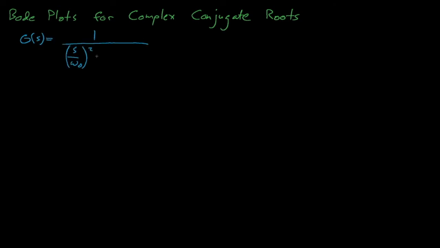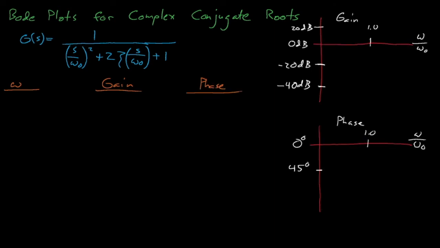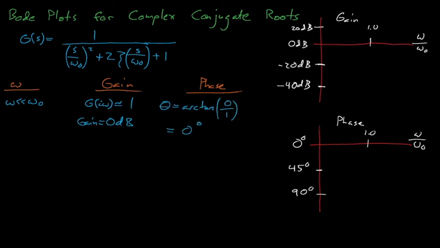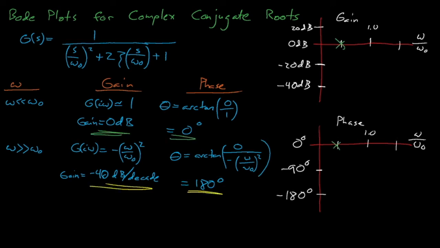So what do the Bode plots look like for a function with a pair of complex conjugate roots? Well, since our complex function is essentially equal to the product of two 1 over s plus a polynomials, it behaves very similarly to the product of two 1 over s plus a functions. At low values of omega, the gain is roughly 0 decibels and the phase is 0 degrees. And at high values of omega, the gain has a slope of negative 40 decibels per decade, and the phase is equal to negative 180 degrees. At omega equals omega naught, the phase is equal to negative 90 degrees, but something different happens with the gain.